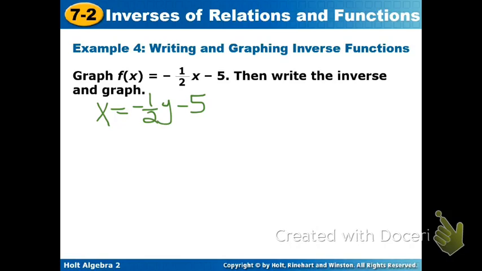Now we're going to solve for y. What are you going to do? Add 5 to both sides. So we end up with x plus 5 equal to the negative 1/2 times our y.